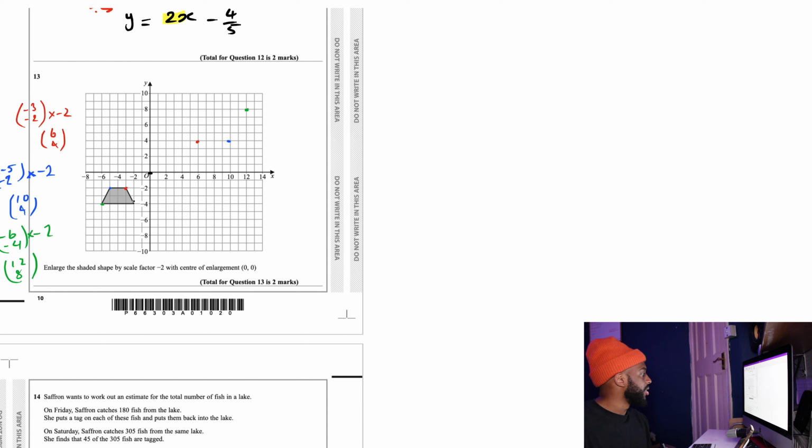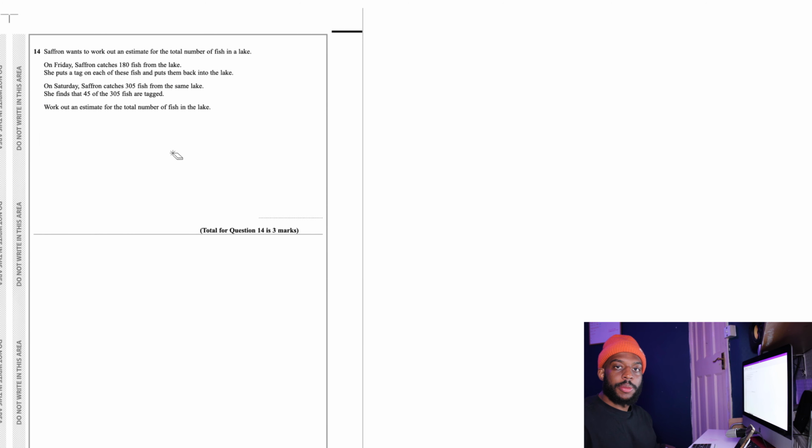And the final point, that's minus 2, minus 4. Times that by minus 2. That gives me 4, 8. So I'll go 4, 8 and complete the shape there. And then finally, you can just draw your new shape with a ruler. And that's it. Here we've got a capture-recapture question.